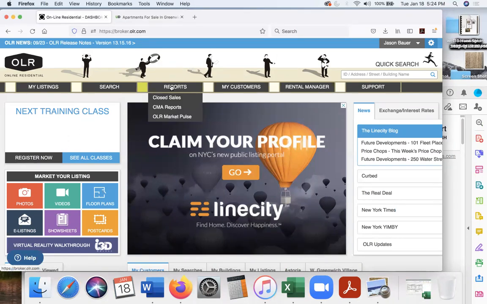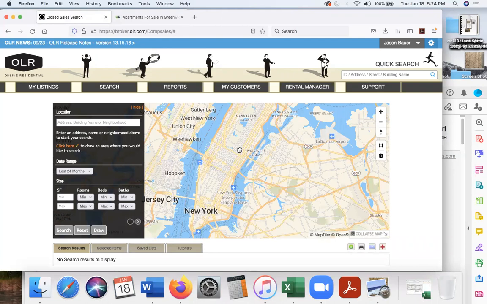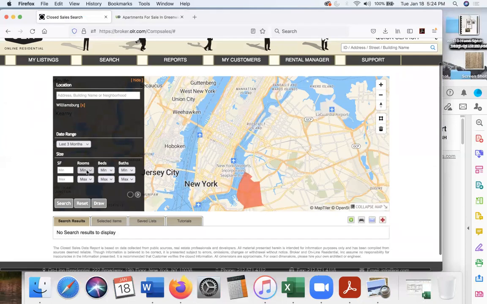So if we go here under reports, we can click here on closed sales, right? And this can help us find properties that have sold in certain neighborhoods over the last 24 months, all the way back to recorded time. So let's say, again, we're looking in Williamsburg, right? And we want to see what's closed over the last 3 months for a 3-bedroom.